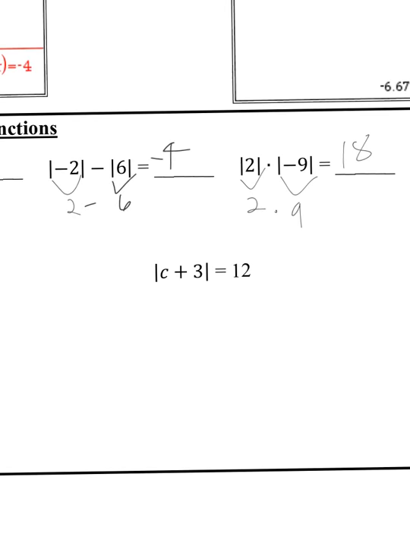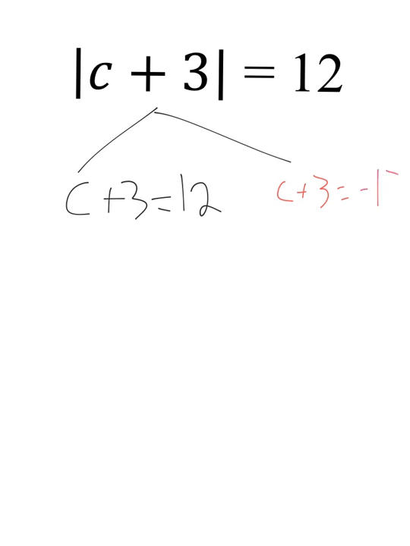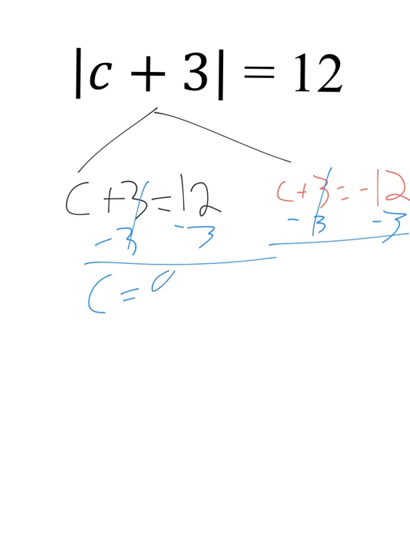All right. So here you have |c + 3| equals 12. So think about what you can plug in that'll equal 12, and then what can you plug in that'll equal negative 12, okay? So I know if I subtract 3 to the other side, I'll get my two answers. So c is going to equal 9, or c can also equal negative 15.